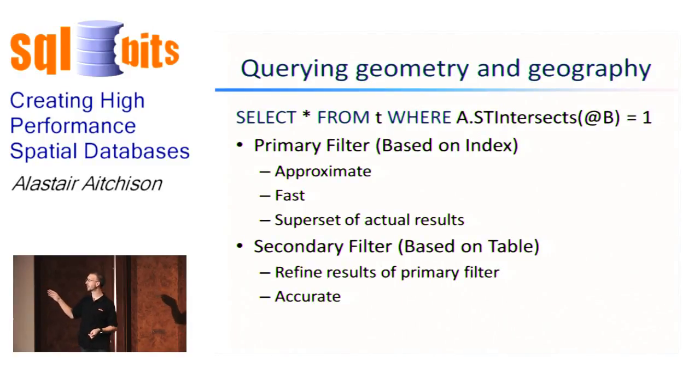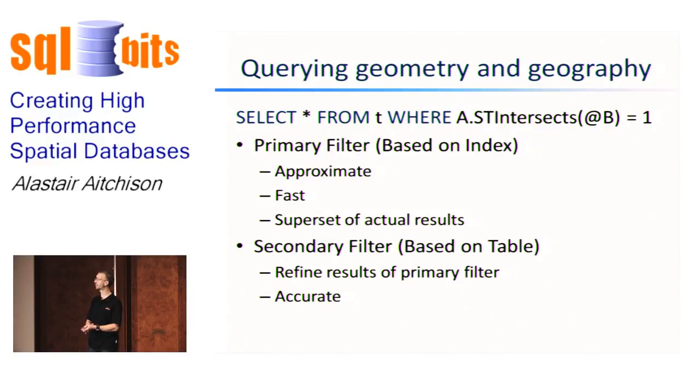Now, in this case, I'm using STIntersects. That's probably one of the most common methods you'll find yourself using. And what STIntersects does is it tests whether A and B, as I've supplied there, have any points in common at all. So it might be that one of them touches another, or one of them is contained within another, or that they partially intersect each other, but they've got some points in common.